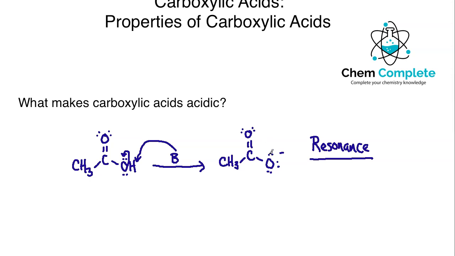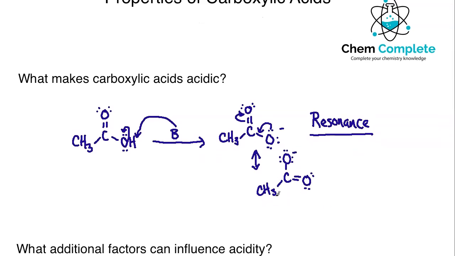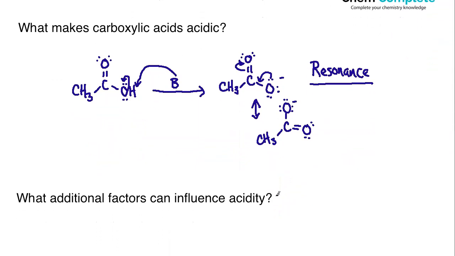And if we were to take a look, one of these lone pairs could form a pi bond here, and then we could push one of the pi bonds up to create a new set of lone pairs, right? And then we would have an alternate resonance form that would be equal in its contribution, because in both of these cases it's an oxygen that is handling the negative charge, right? And then we would have this. So, resonance is the main driving factor behind carboxylic acidity.